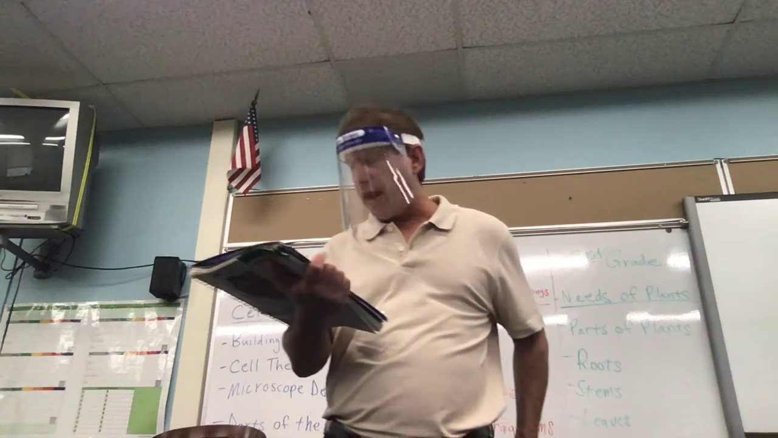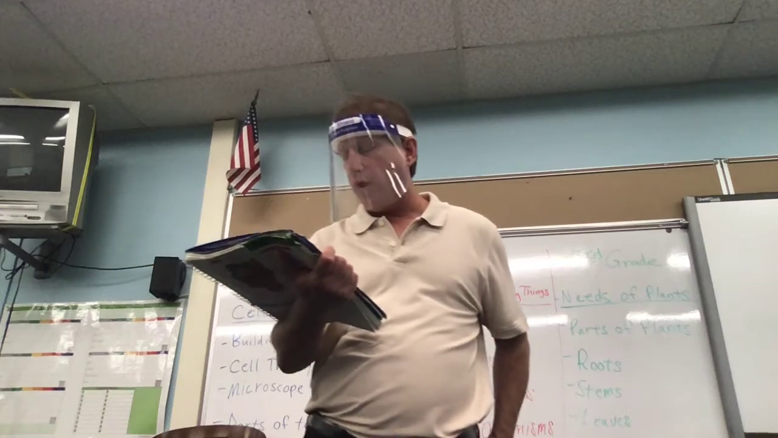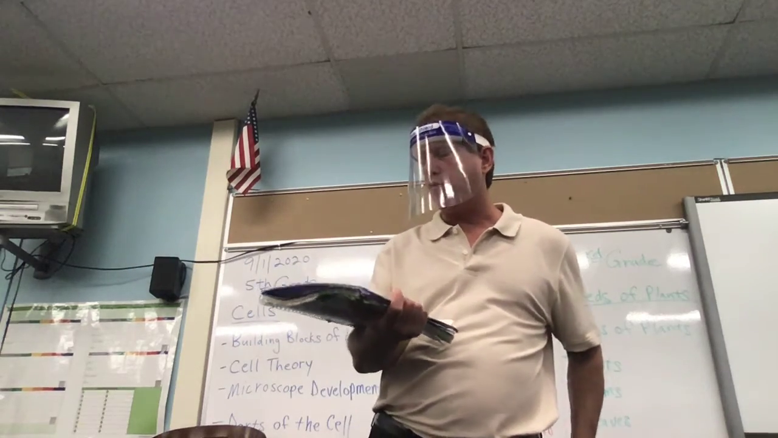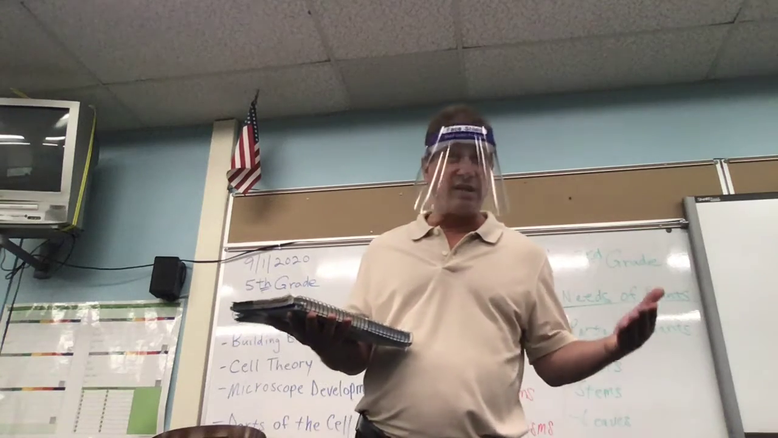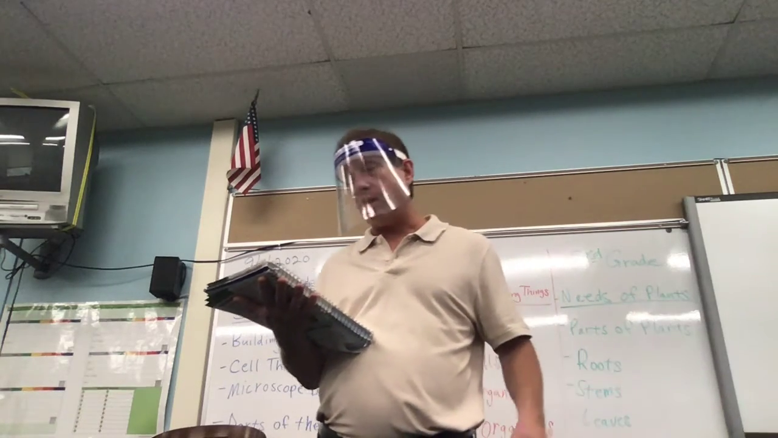Chloroplast. The chloroplast is where the plant makes food. It contains a green material called chlorophyll. On the next page, the animal cell, very similar, but it does not have a cell wall.